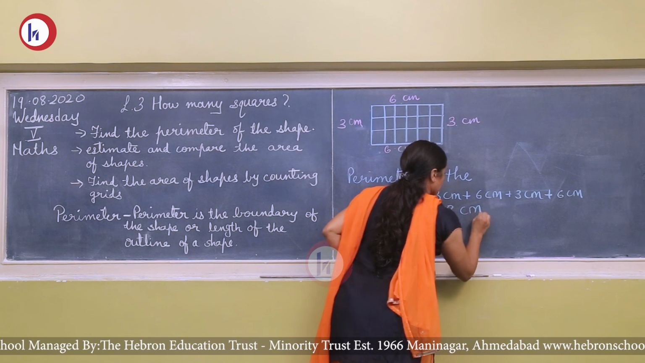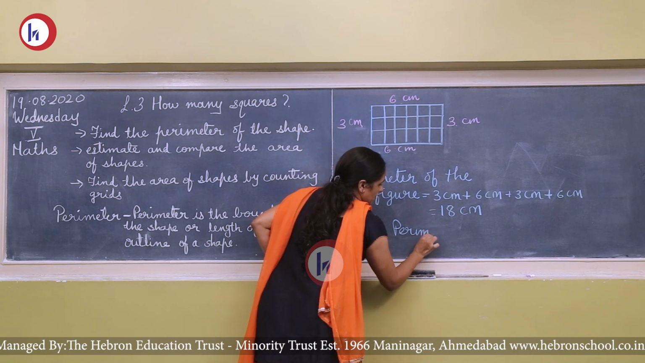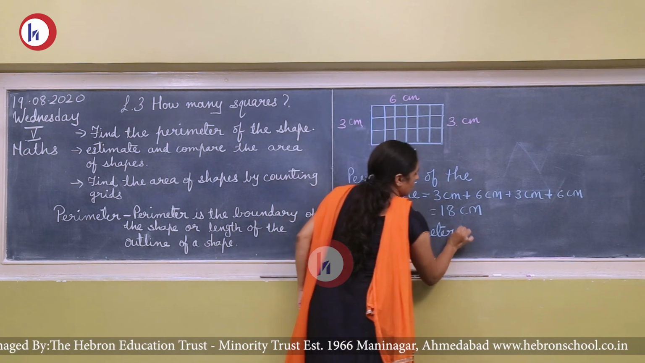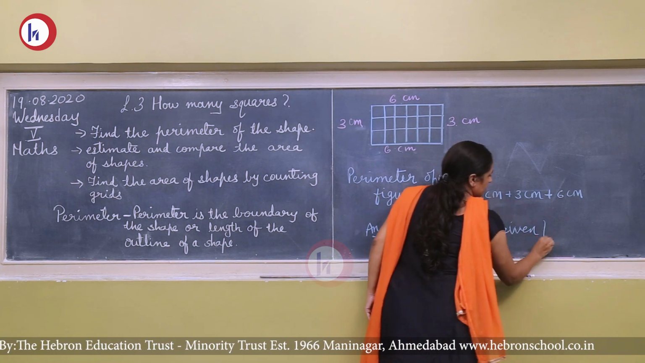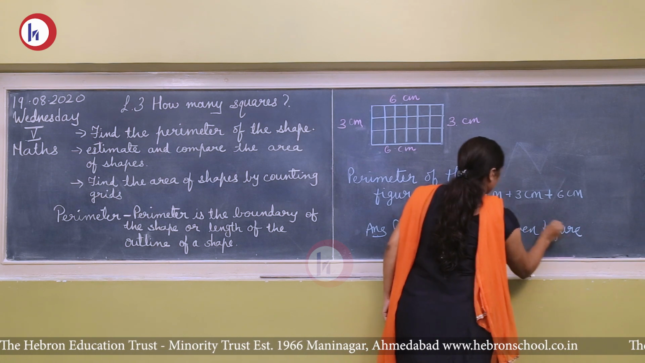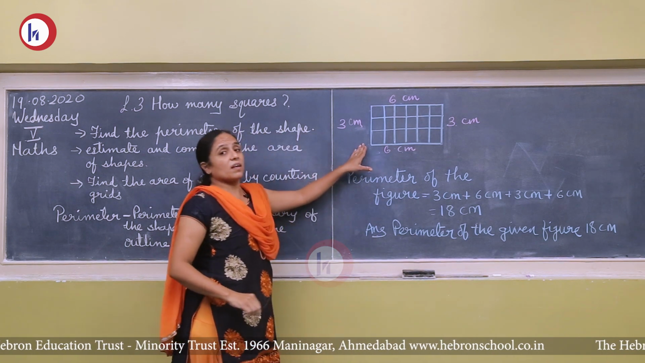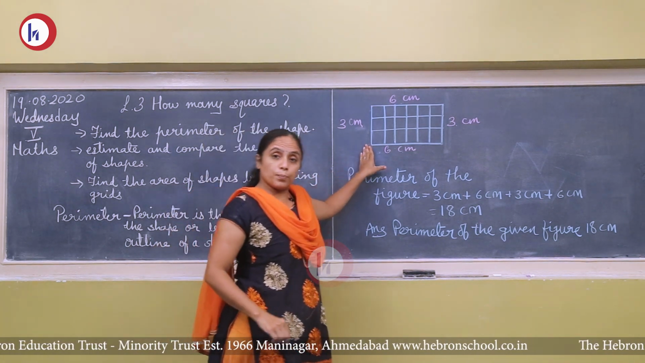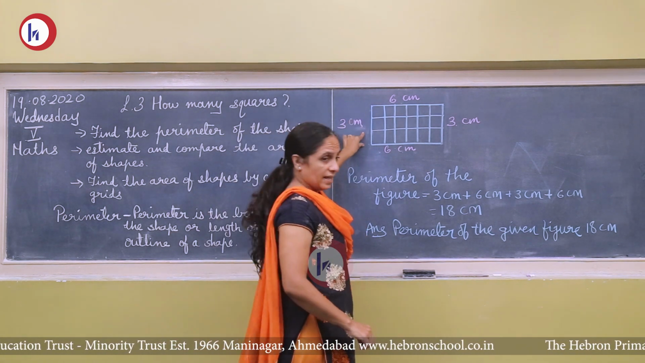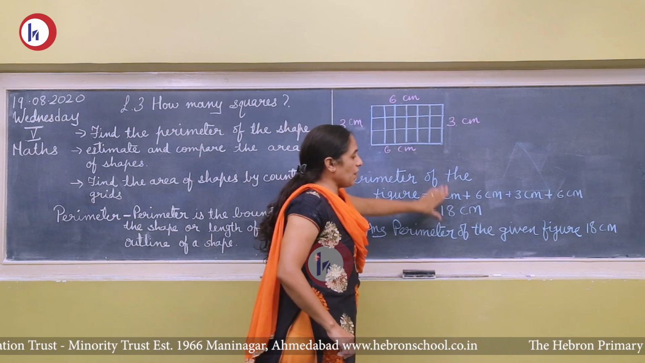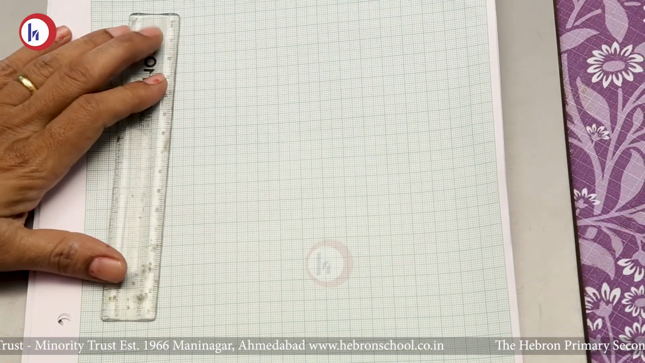18 centimeter. So answer is perimeter of the given figure 18 centimeter. Okay, so this figure we have to draw in a graph book. You all have graph book. Though here we have to count the grids 1, 2, 3. Then we have to do the sum, the back side of the graph book. Okay. Okay, students, look at here.